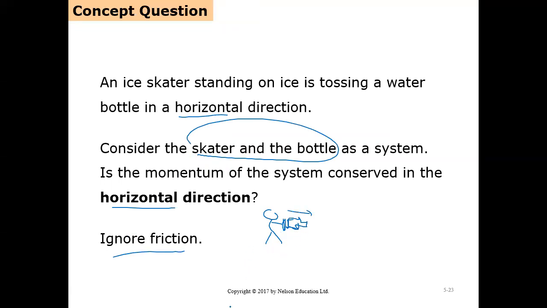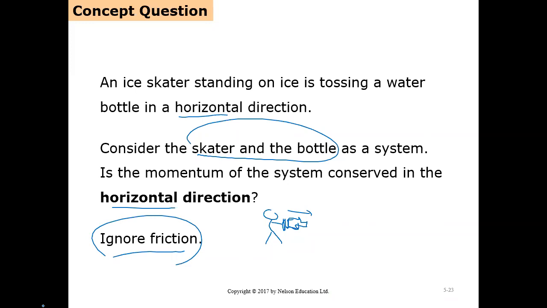in the horizontal direction, all the forces are internal, because we are ignoring the friction. The only external force in the horizontal direction, if it is there, is the friction force coming from the floor on the skater. But we are ignoring the friction. So once we ignore the friction, there is no net force in the horizontal direction. So the momentum is going to be conserved in the horizontal direction.